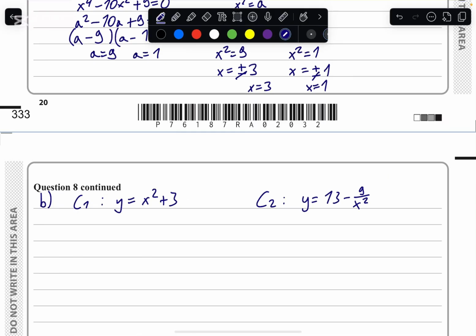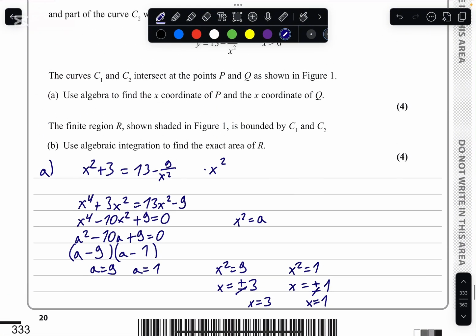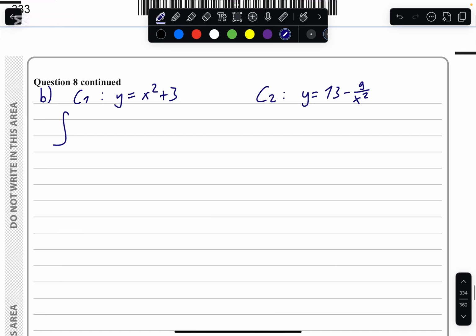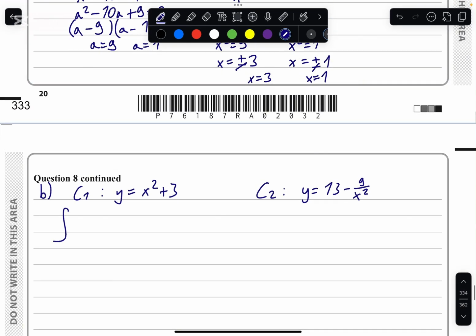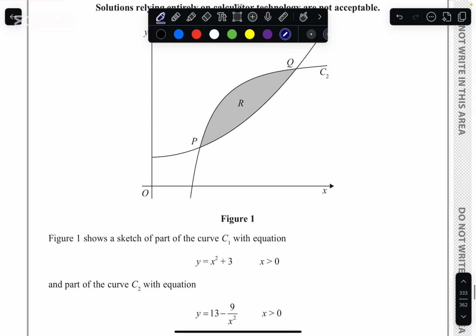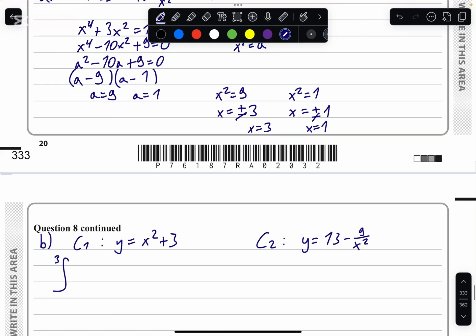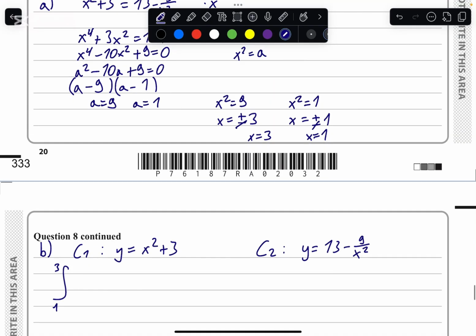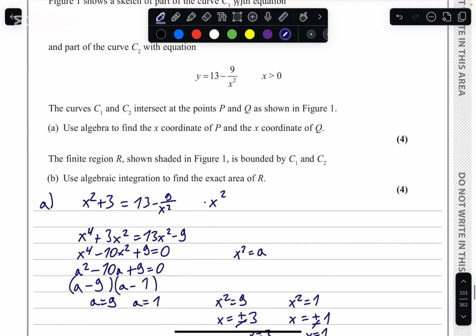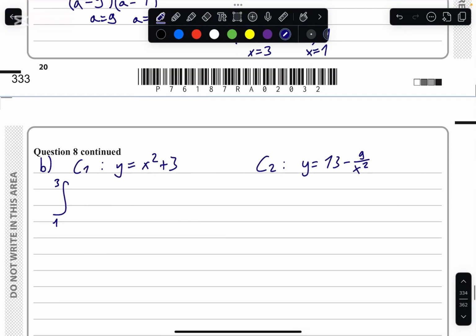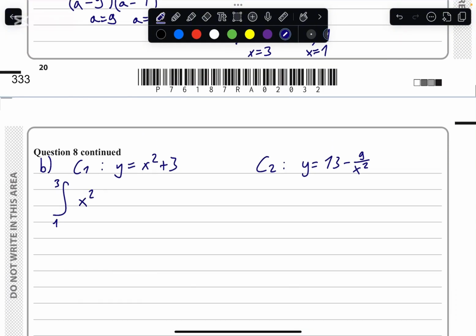So to find the area beneath a curve or a line, we need to integrate it, using the values between which we want to find the area. So in this case, the top value will be 3, because we found that they intersect at 3 and at 1. So we'll say the top value is 3 and the bottom value is 1. And we go ahead and integrate this curve C1 first.